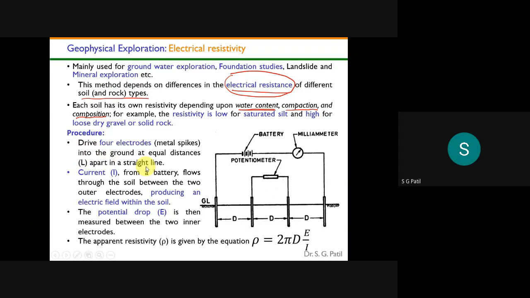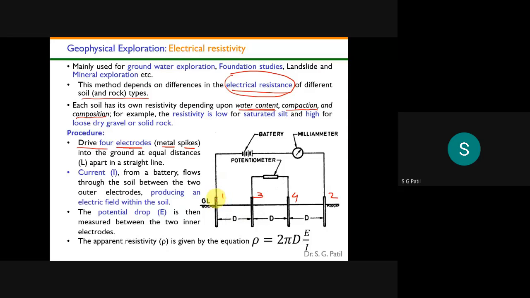The procedure is simple. First, you drive 4 electrodes. These electrodes are nothing but metal spikes. This is the first one, second one, third one, fourth one. So these 4 metal spikes you should drive inside the ground.